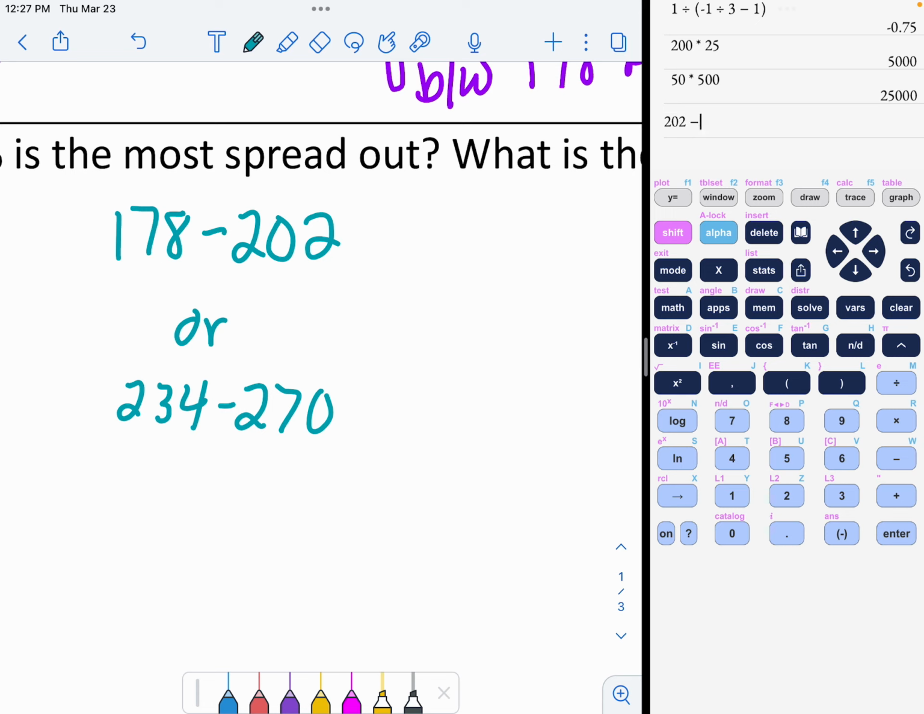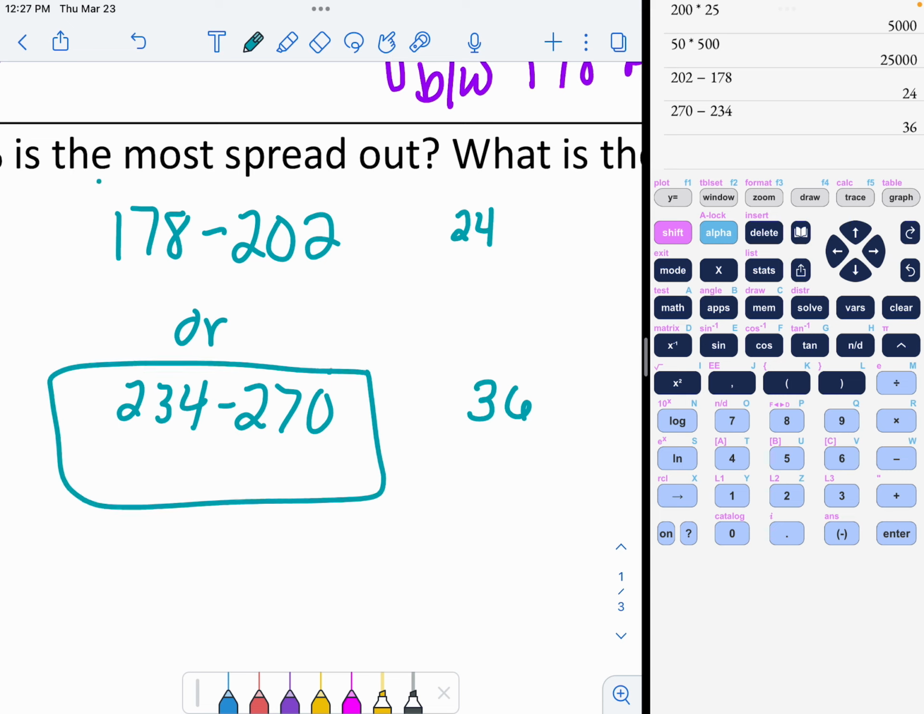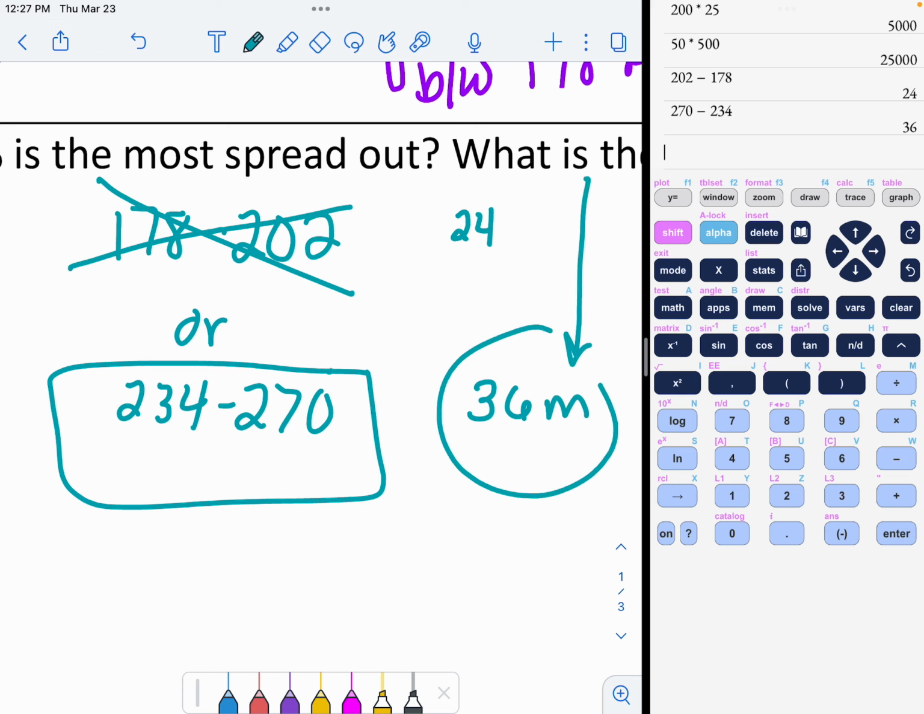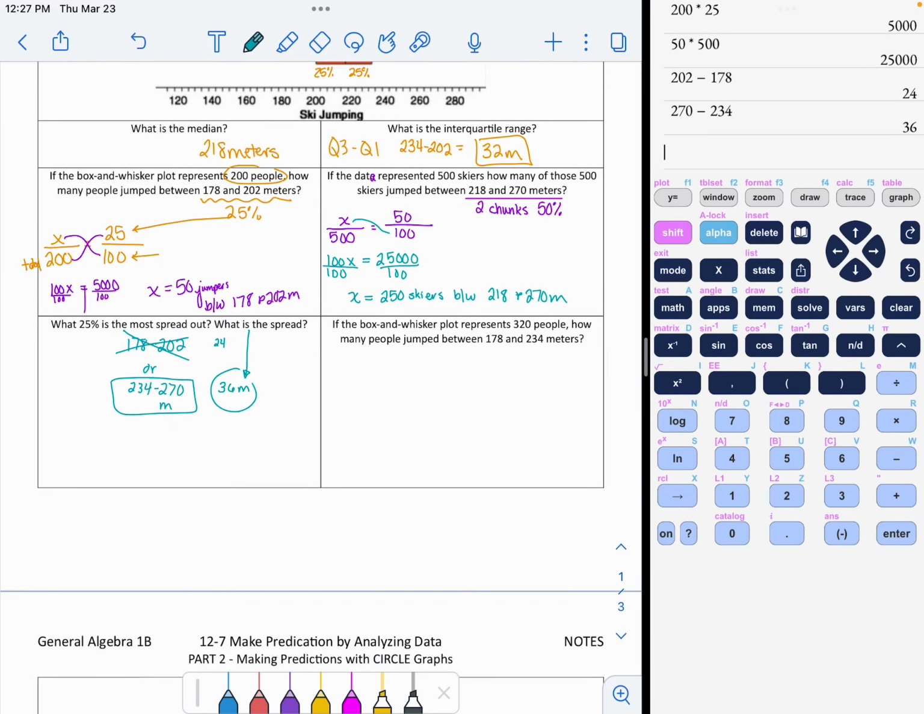So 202 take away 178 is a difference of 24. So that's the spread up there for the lower half. And 270 take away 234, that's a spread of 36. So definitely this 25% between those two, not this one, it was a 36 meter spread. So it says, what was the spread? 36, that's the greatest spread, and it happened between that many meters of a jump. So people who jumped between 234 to 270, those people were the most spread out, that 25% chunk.